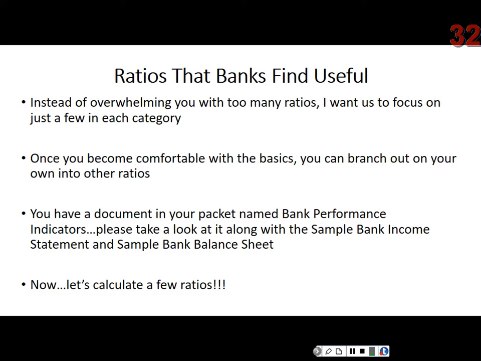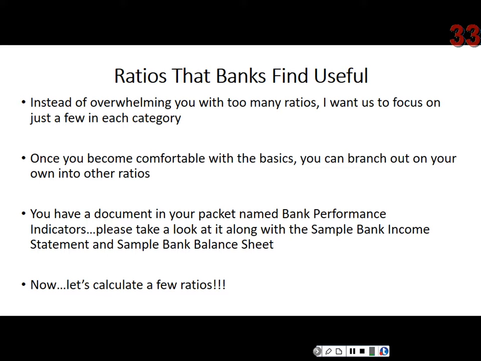Okay, so operating revenues are going to be equal to interest income plus non-interest income. So it's going to be interest income plus non-interest income. And then operating expenses are going to be interest expense and non-interest expense.